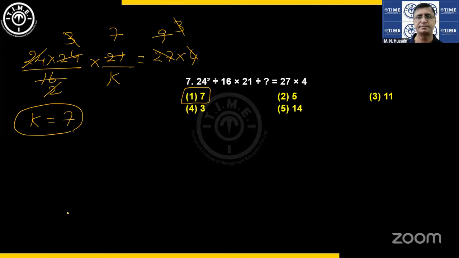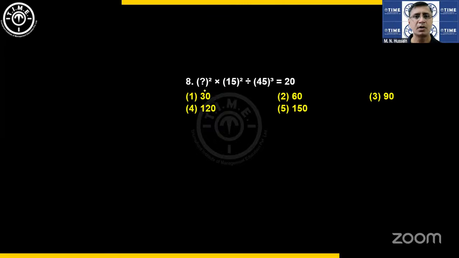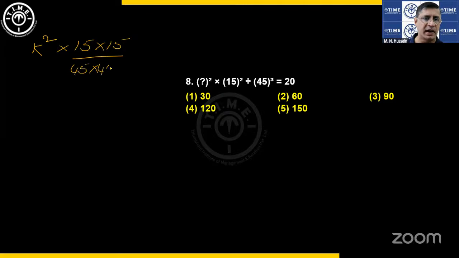Okay. Now look at the next example on your screen. Question mark square into 15 square divided by 45 cube is equal to 20. Question mark square means, I am assuming it as k square, into 15 square. That means 15 into 15, of course 225, divided by 45 cube, 45 into 45 into 45, which is equal to 20.